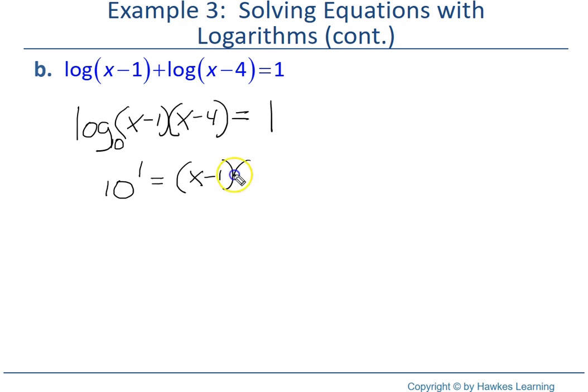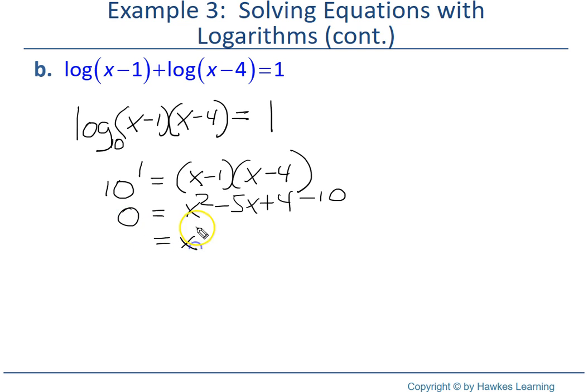X minus 1, x minus 4. Okay, so what do we do here? Well, we need to FOIL this side. X squared minus 5x plus 4. We're now going to take our 10 from this side, move it to this side as a negative 10, and then we get x squared minus 5x minus 6 equals 0.